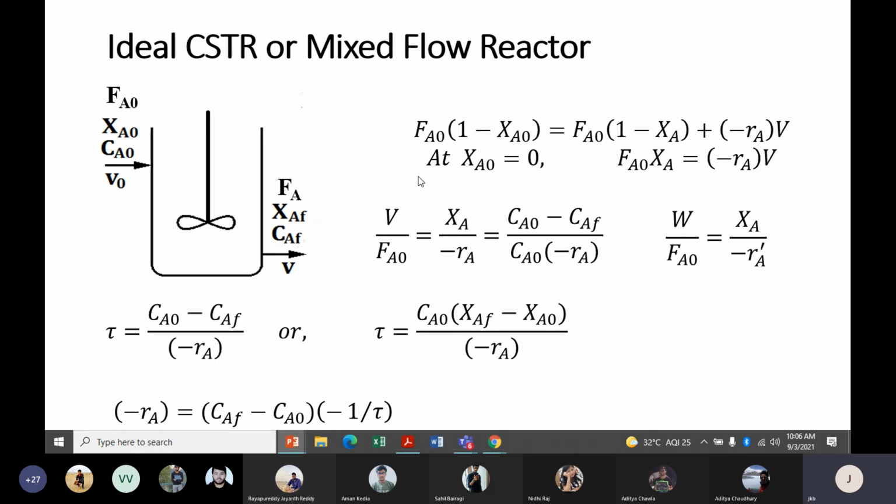You can remember either this form with first two terms or first and third terms in terms of concentration. If you write in terms of concentration, Xa is equal to Ca0 minus Ca by Ca naught. So Xa is substituted here, and this is the expression of mole balance in terms of concentration.